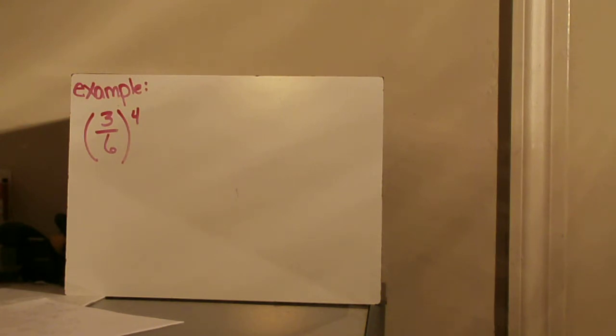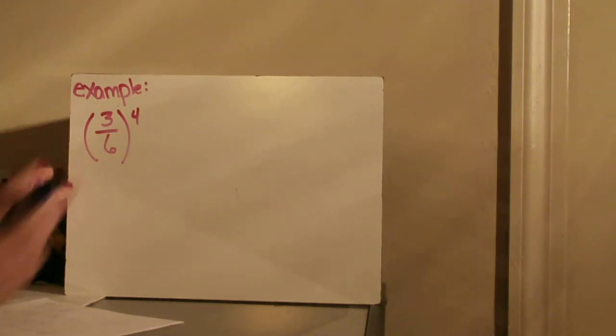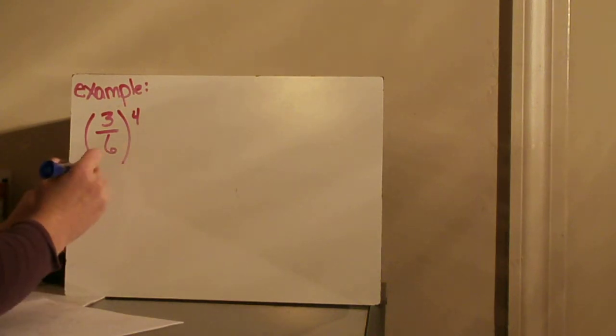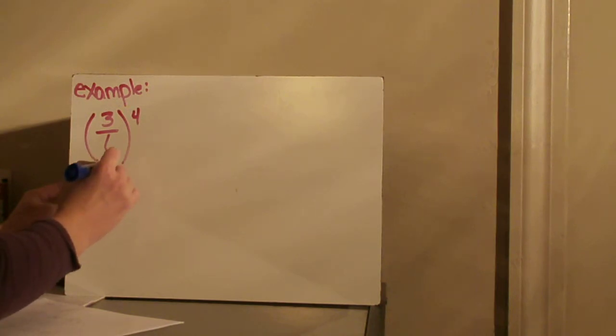In our first example, we have 3/6 to the fourth power. Now you may choose to go ahead and simplify your fraction to 1/2, or you can work with 3/6. However, you're still going to have to reduce at the end, and when you reduce at the end, you're still going to get the same answer as if you had said 1/2. So just to make the math a little easier, I'm going to reduce this fraction. So 3/6 will be 1/2 to the fourth.